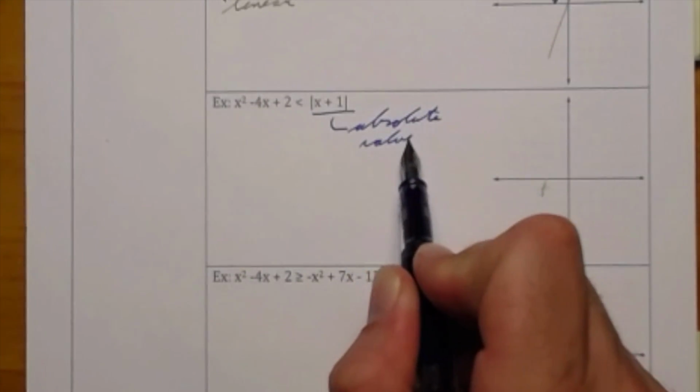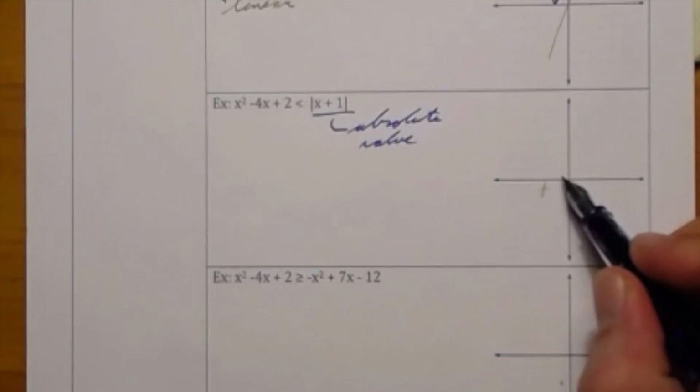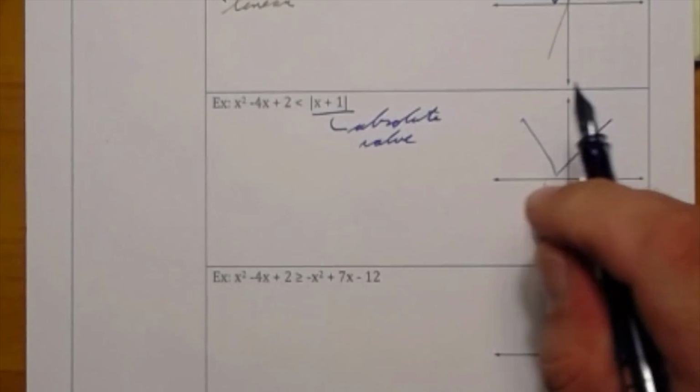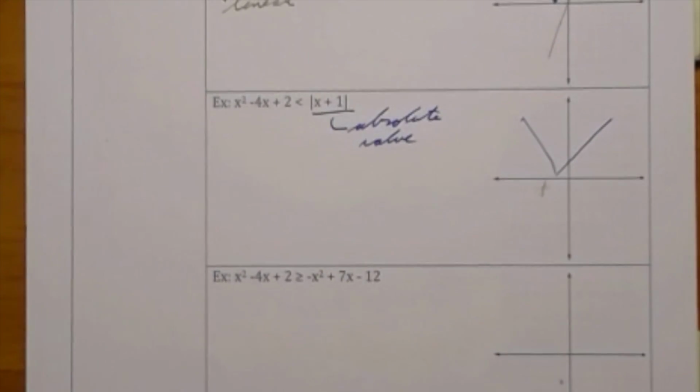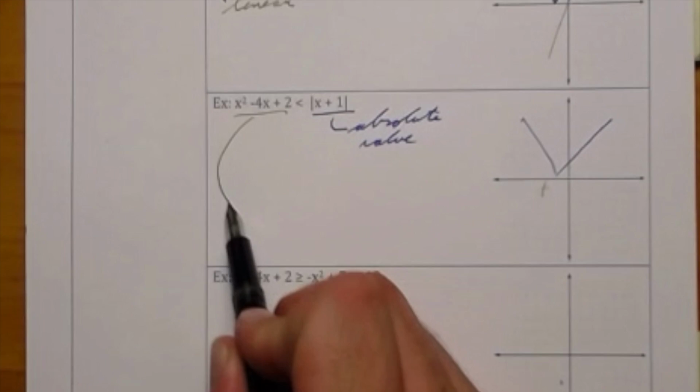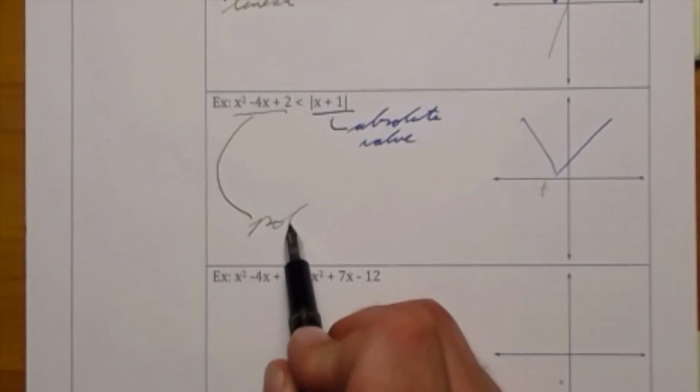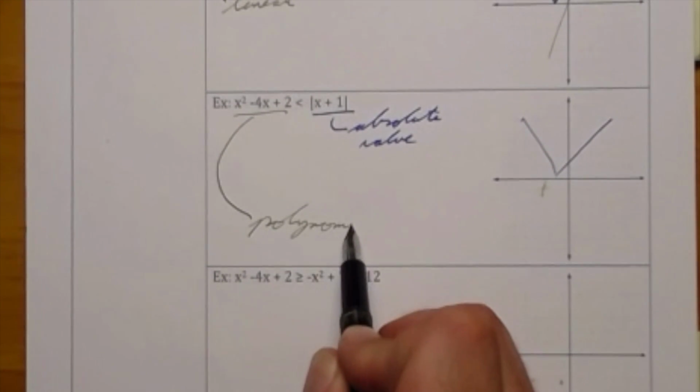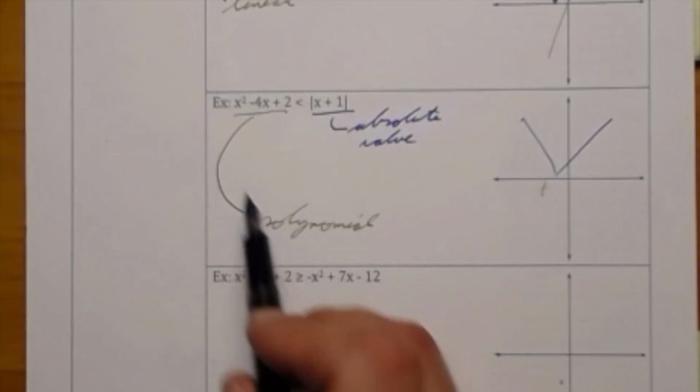In the second example, it's an inequality, but we see the same absolute value to the right. So we're going to go ahead and graph an absolute value 1 unit to the left because there is a +1. The left expression has an exponent, which means it's a polynomial expression. And being a squared, it's going to form a parabola, a U shape. So we can go ahead and graph a U shape.